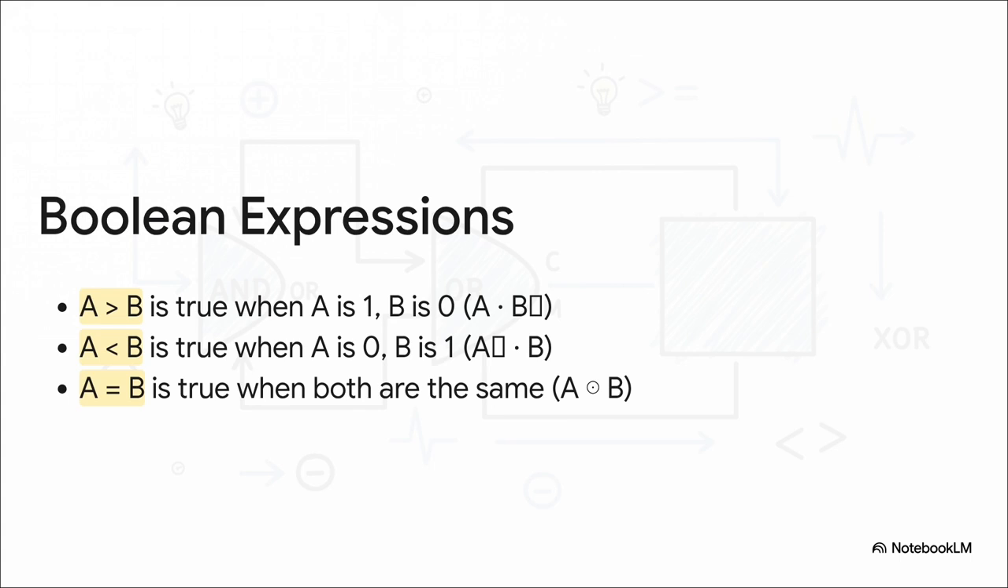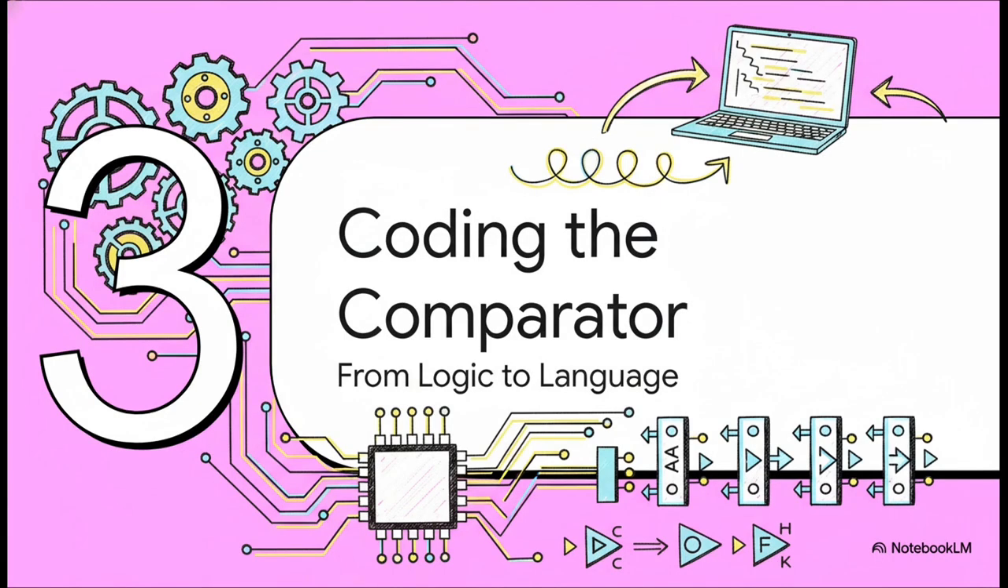This is digital logic in its purest form. It's beautiful. Okay, so we've got the theory, we've got the logic, but how do we actually tell a computer chip to build this thing? Well, we use a special kind of programming language called a hardware description language, or HDL. You can think of it as a blueprint written in code. And one of the most common ones out there is called Verilog.